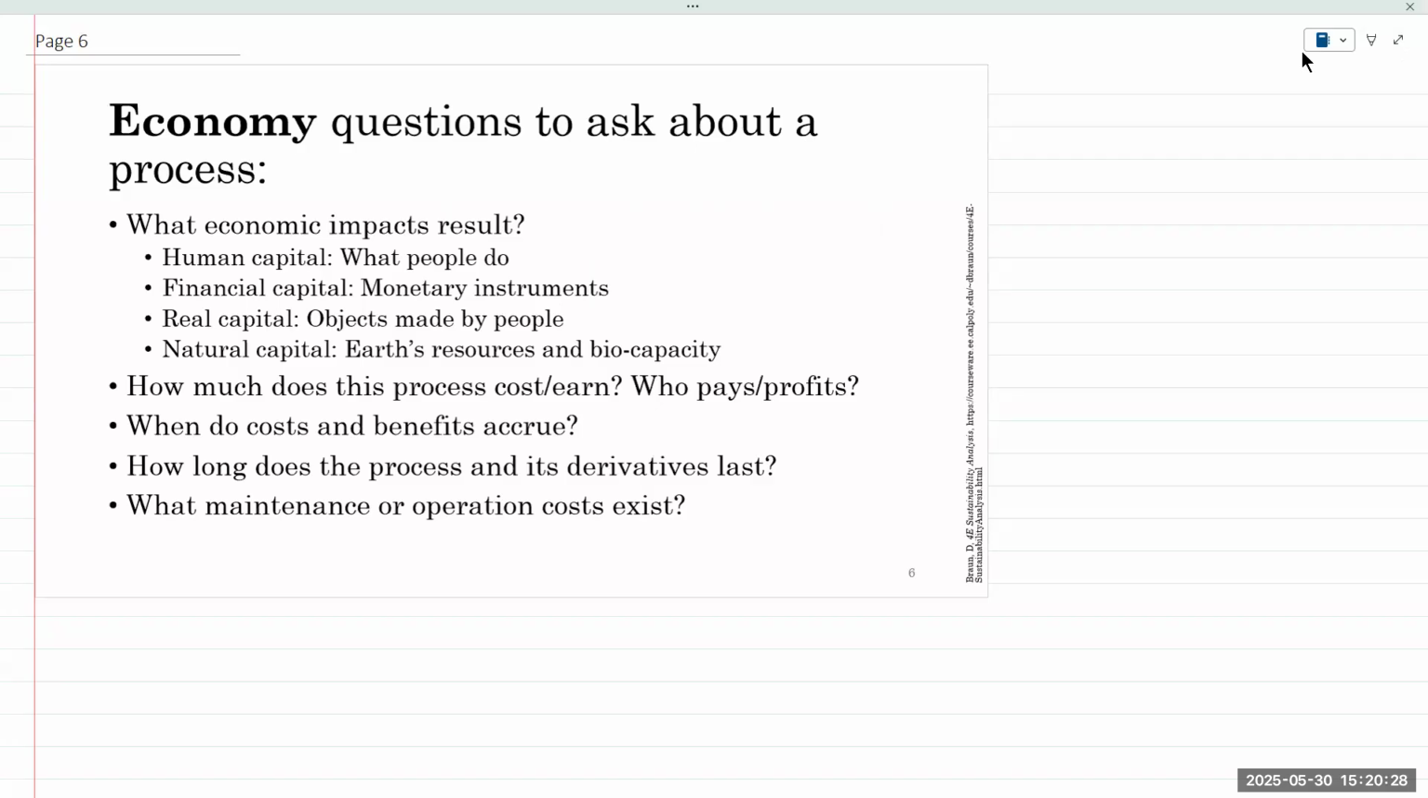Economy questions to ask about a process. Well, that's always a deal. If your system, your application, your solution does not generate a profit, then companies are not going to support that system. Okay. So economic results impact people, the financial, actual capital that is required to implement those systems, and of course the natural capital, which again goes back to ecology and environment.